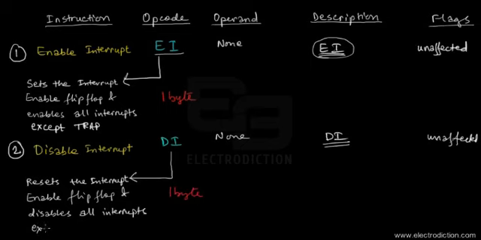So in all the descriptions, it's better to write except trap, because the trap is not enabled or disabled with these instructions. The trap remains enabled all the time. Whenever an interrupt signal falls on the trap pin of the 8085, it will automatically take it as an interrupt request and do the needful correspondingly, if the program is designed to do something like that. So that was how you can enable or disable the interrupts.